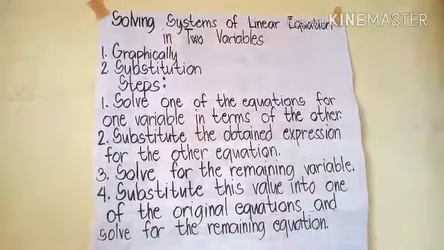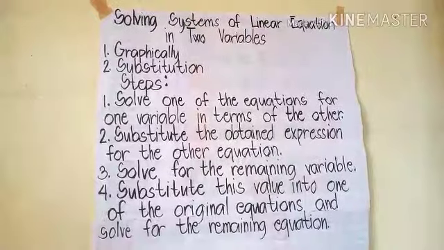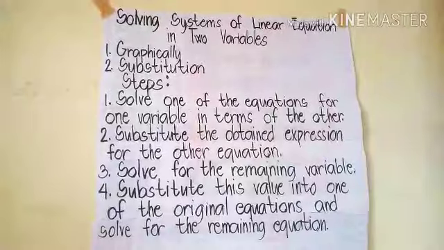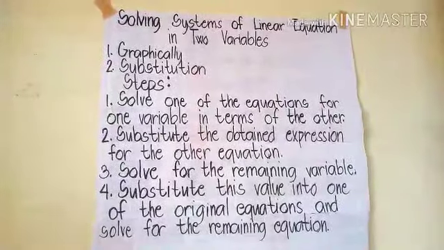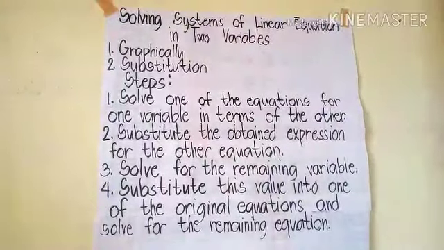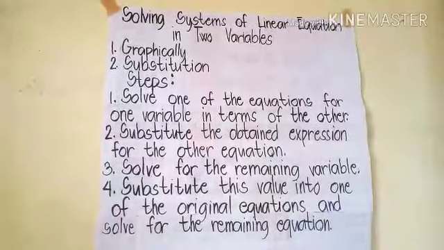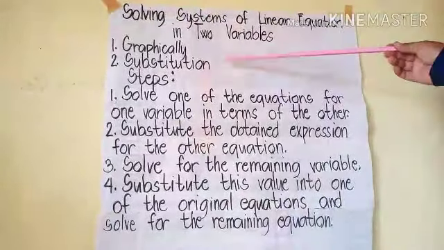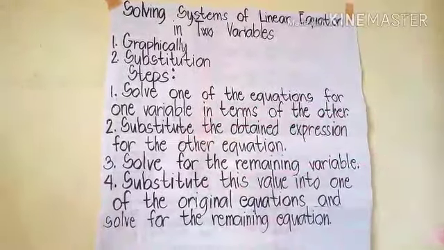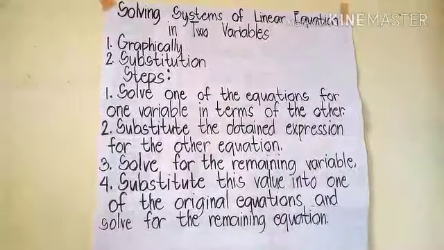Solving systems of linear equations in two variables. In the last video, we had the first method, which is graphically. Let's now proceed with the second one, which is by substitution. I have here the 4 steps on how we're going to solve later on, so I want you to read it first. Since it's called substitution, we have the step substitute already. It's one of the primary steps for us to solve for the values of x and y.